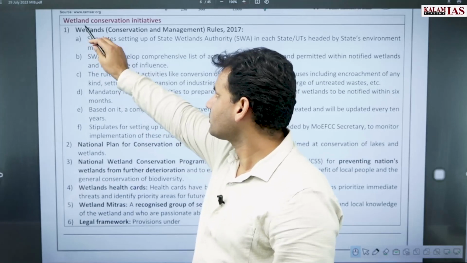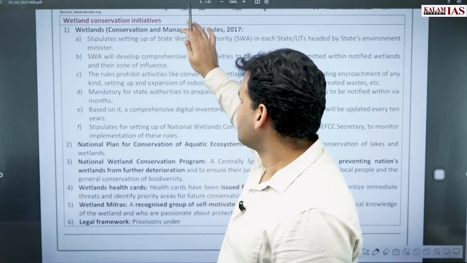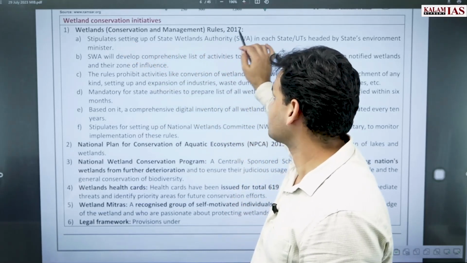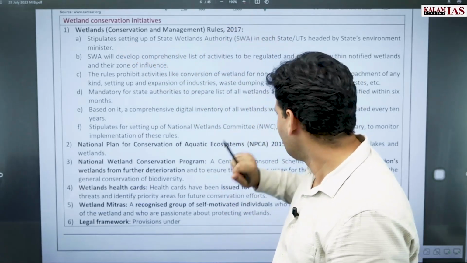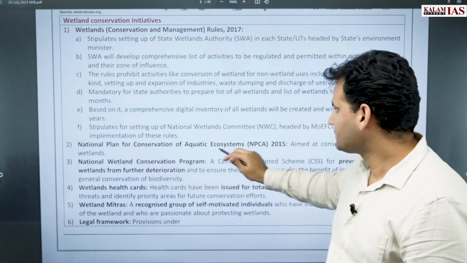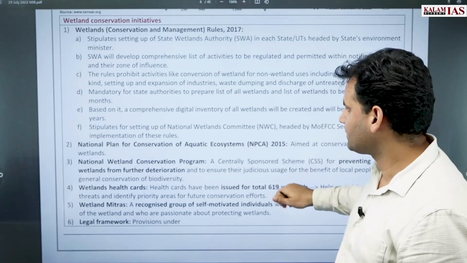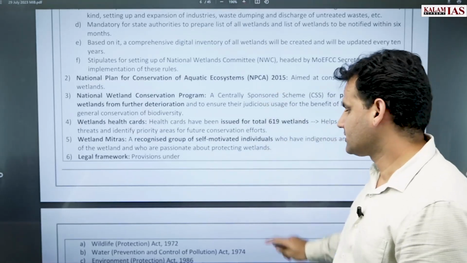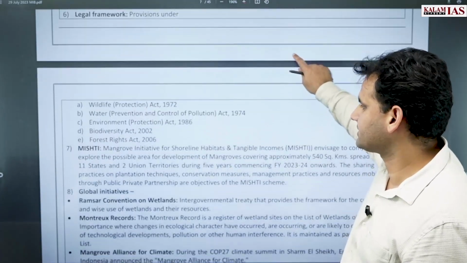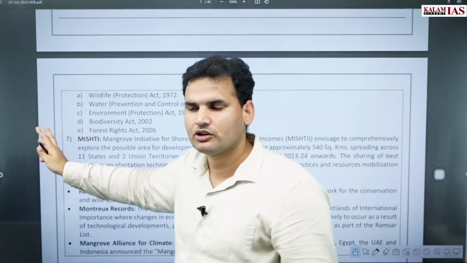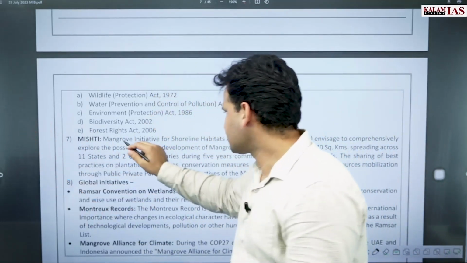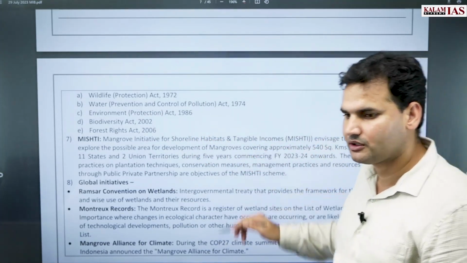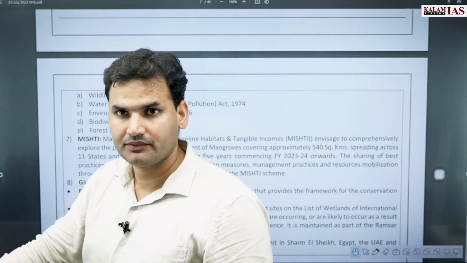So we are reading about wetland conservation initiatives that have already taken place. So Wetlands Conservation and Management Rules 2017. Also the National Plan for Conservation of Aquatic Ecosystems 2015. So we have a number of programs, but the most recent, very important, is the MISHTI program. You must have gone through this MISHTI program, that is Mangrove Initiative for Shoreline Habitats and Tangible Incomes. It was given as a part of what budget this particular year.